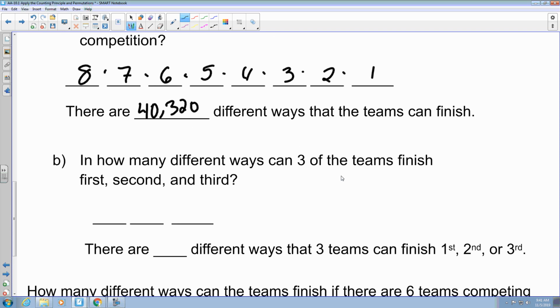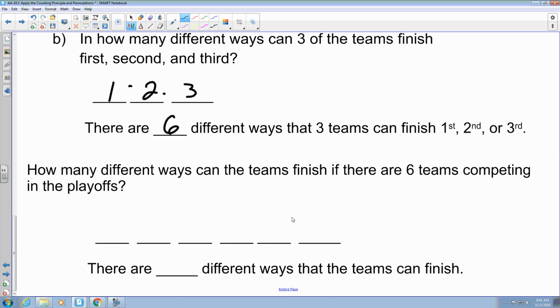In this one, it says, in how many different ways can three teams finish first, second, and third? Well, you can either be first, you can either be second, or you can be third. Multiply them all together, so that means there are 6 different ways that three teams can finish first, second, and third.